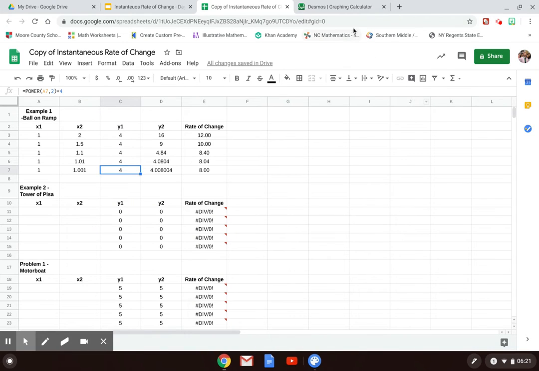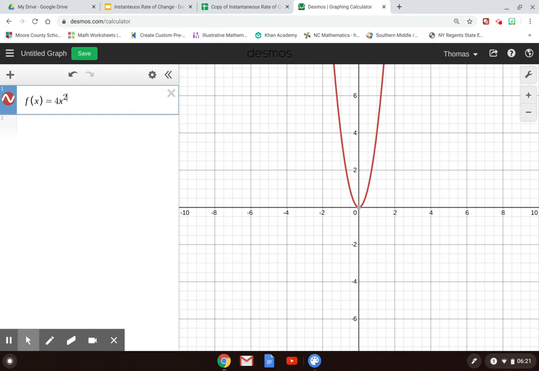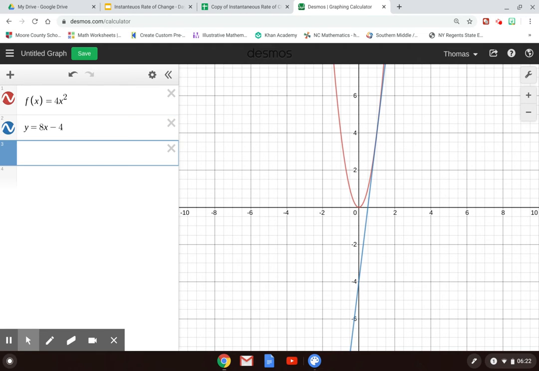So then I'll come back over here to Desmos, and I will graph both functions. So I have f of x equals 4x squared. All right, so there is my parabola that represents the velocity of the ball. And then y equals 8x minus 4. And there's my tangent line. And you'll notice right here that here's the point (1, 4), and that is precisely the point that I used. And here's where that tangent line touches my parabola.